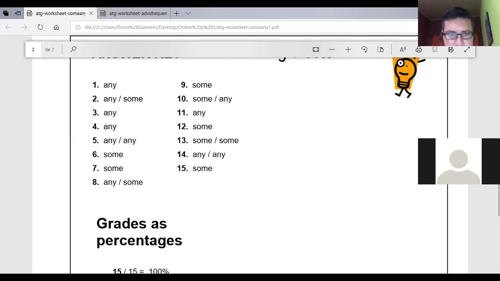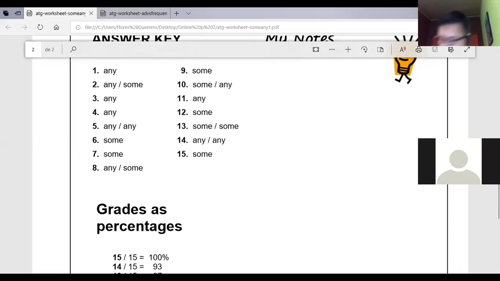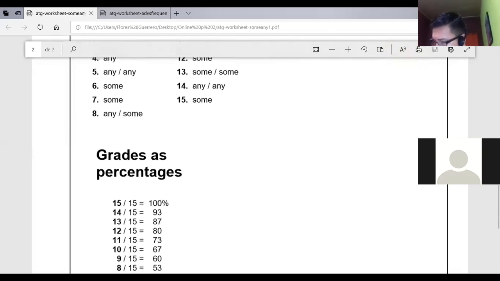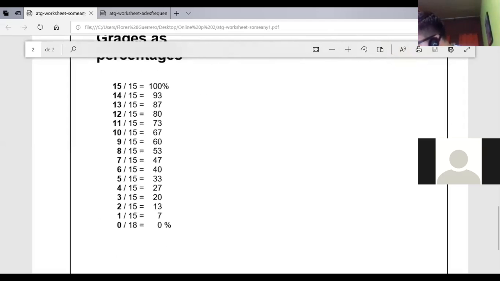Have you finished checking? Okay, here you can see if you got all 15 right. If you got 14 right, it's 9.3. 13 right, 8.7. 12 right equals an 8. And so on.